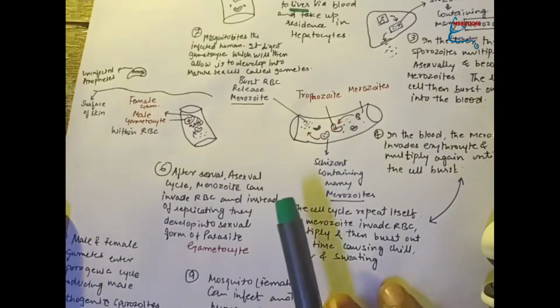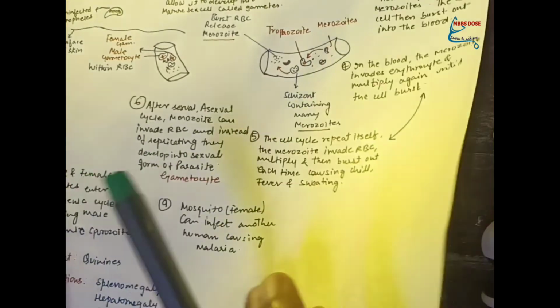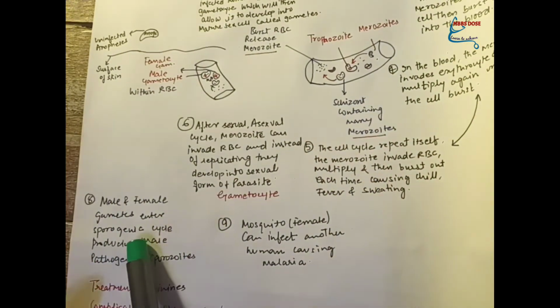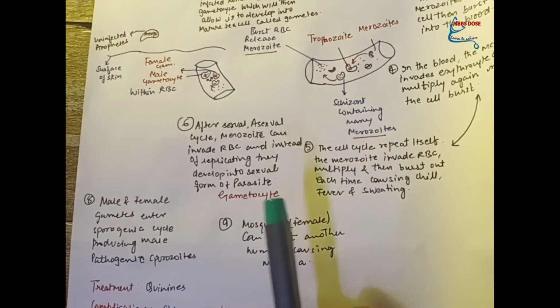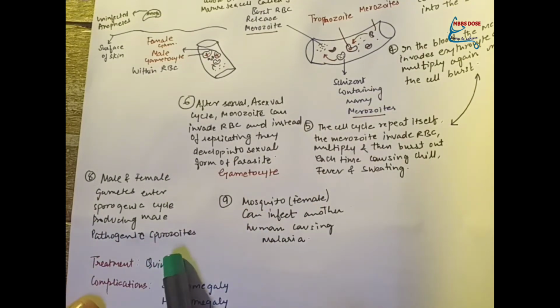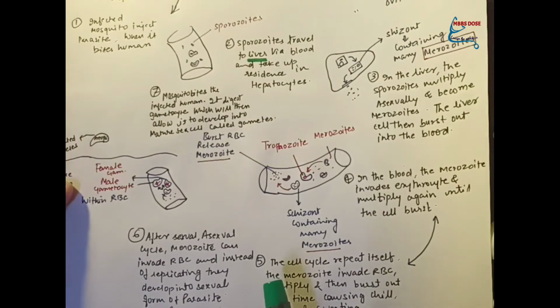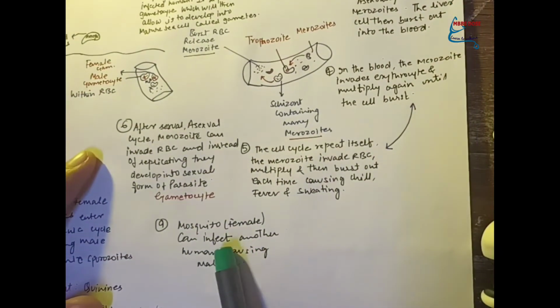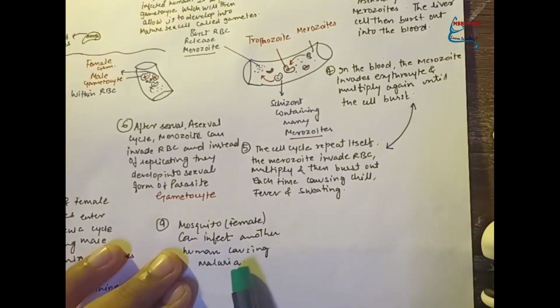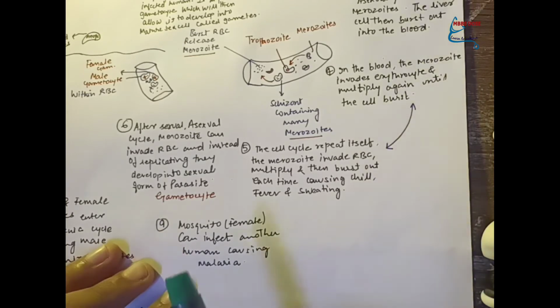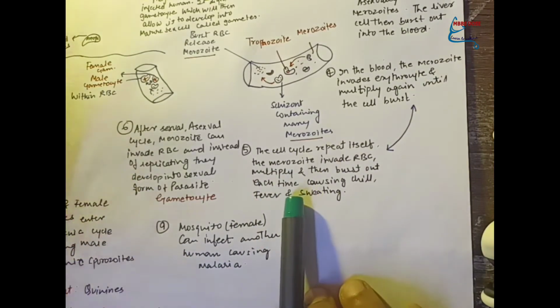Now, for the 8th step, we will see that the male and female gametes enter the sporogenous cycle, producing pathogenic sporozoites. Again, the 9th step covers the mosquito, that is the female, which can infect another human, causing malaria. So thereby it takes the parasite from one host and transfers it to another host.